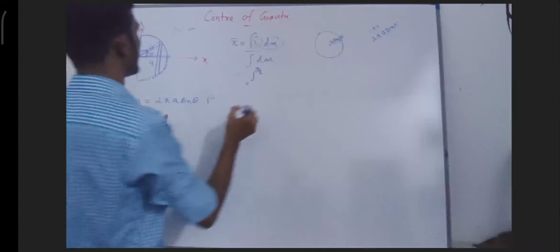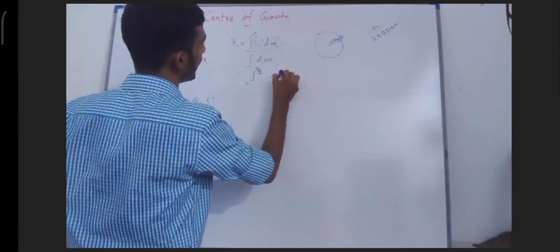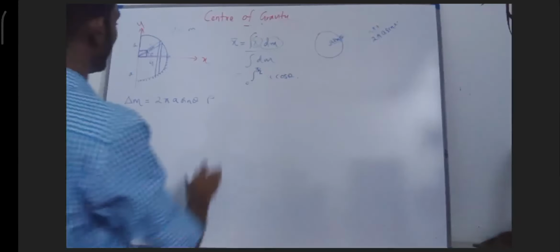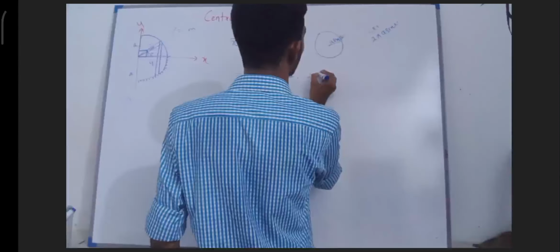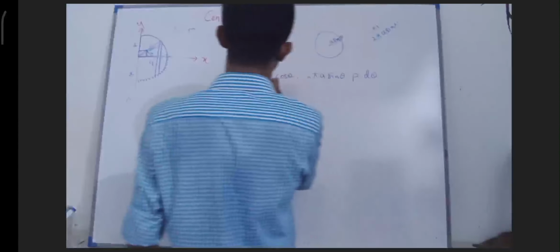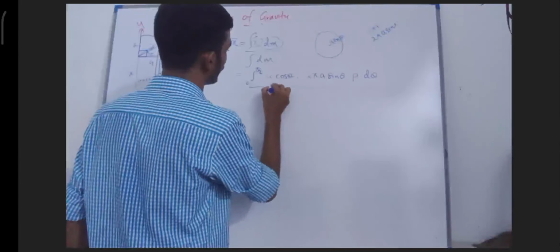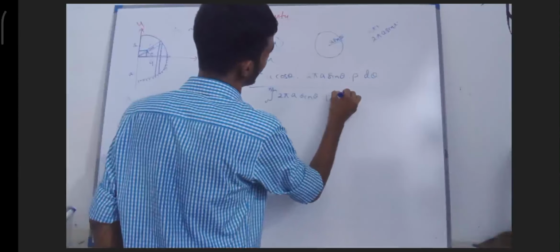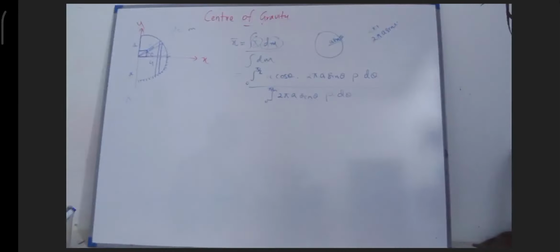Right. Now here instead of x I can put A cos theta. Here delta m would be dm, that is equal to 2 pi A sin theta into delta theta into rho. So you can directly write this one: 2 pi A sin theta into rho into d theta. Okay, right. Now this is also very simple.